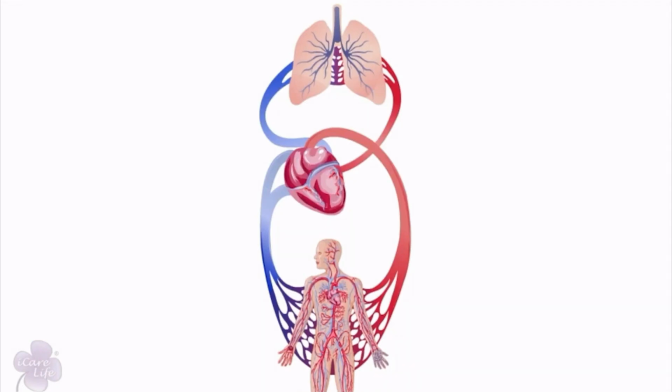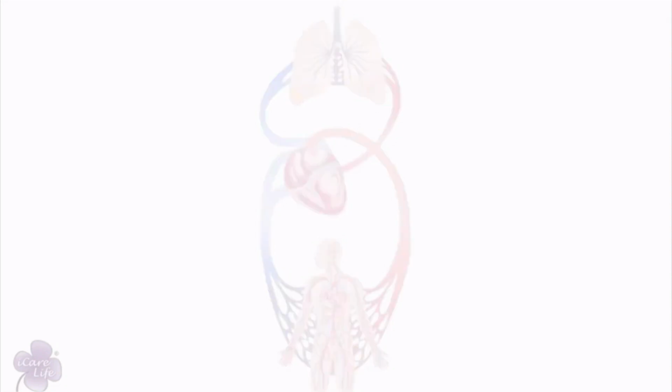The sequence of blood circulation in the cardiovascular system is: deoxygenated blood from the body parts flows to the heart. Deoxygenated blood from the heart flows to the lungs. Blood is oxygenated in the lungs. Oxygenated blood from lungs flows to the heart. Oxygenated blood from the heart flows to various body parts.